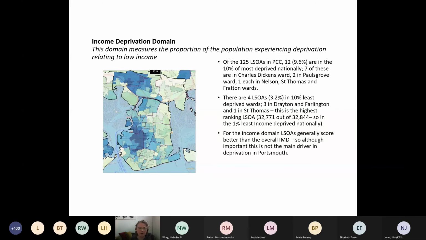We also identified, again, where the least deprived wards are. These are the sort of top right-hand side. And then made another summary that says, basically, for the income domain, the LSOAs generally score better than the overall IMD. So although it's important, it's not the main driver of deprivation in Portsmouth. So providing some context and summary about what these domains show at a very high level, descriptive sort of point.